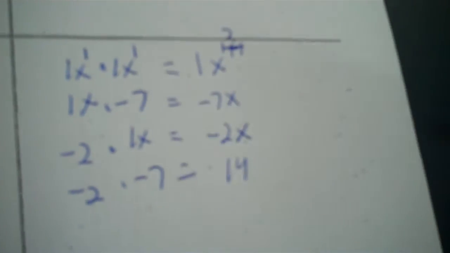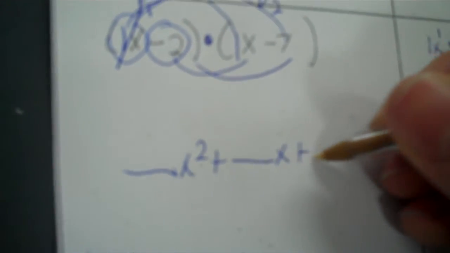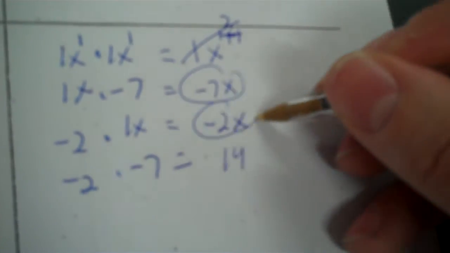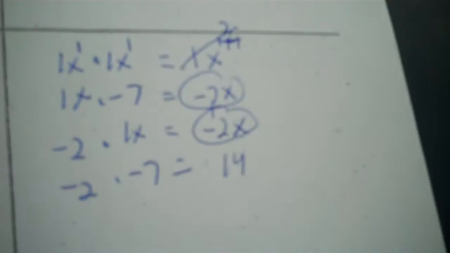And then 14. So you have x second, x, constant. So you have 1 on the x second. X, you have negative 7 and negative 2, so you add the coefficients. That's negative 9. And the constant you have is 14.